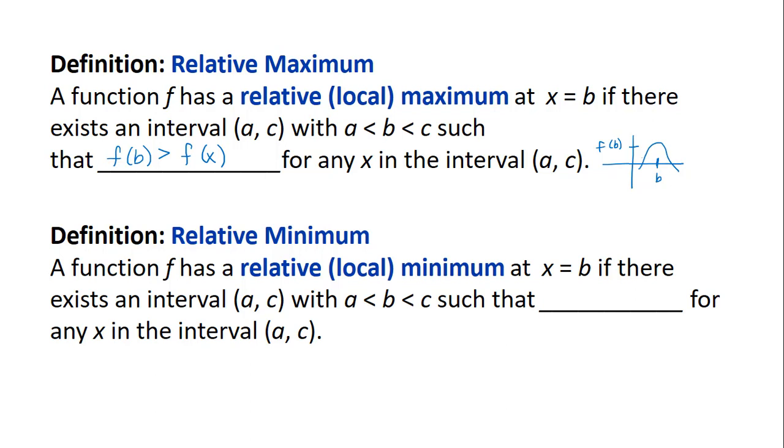A relative minimum then is if there is an x value b in an interval from a to c such that f of b is less than f of x for any x in the interval a to c. So in other words, here, if we have an x value b, then f of b is the smallest y value around this point b.